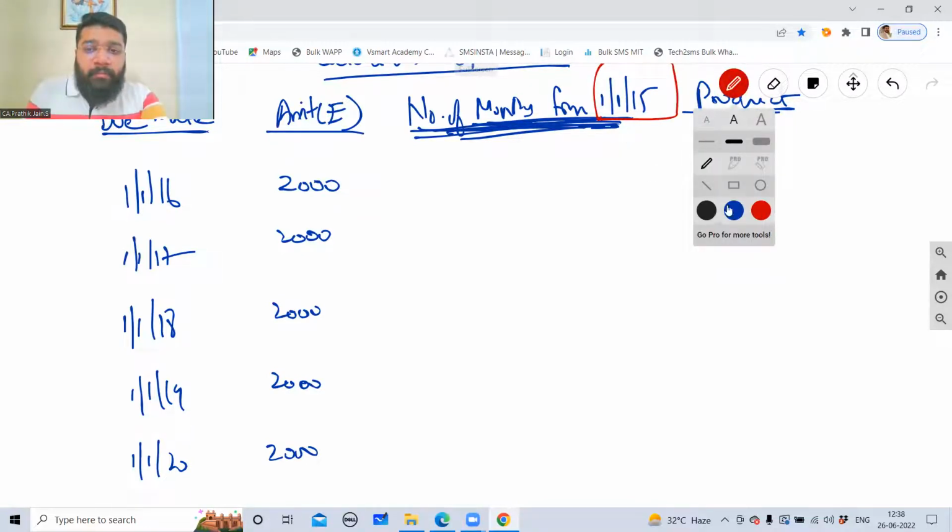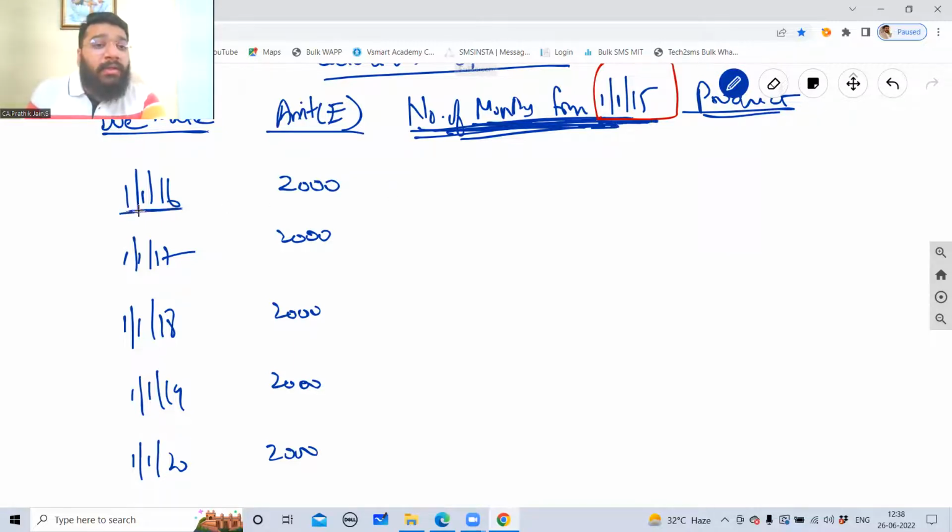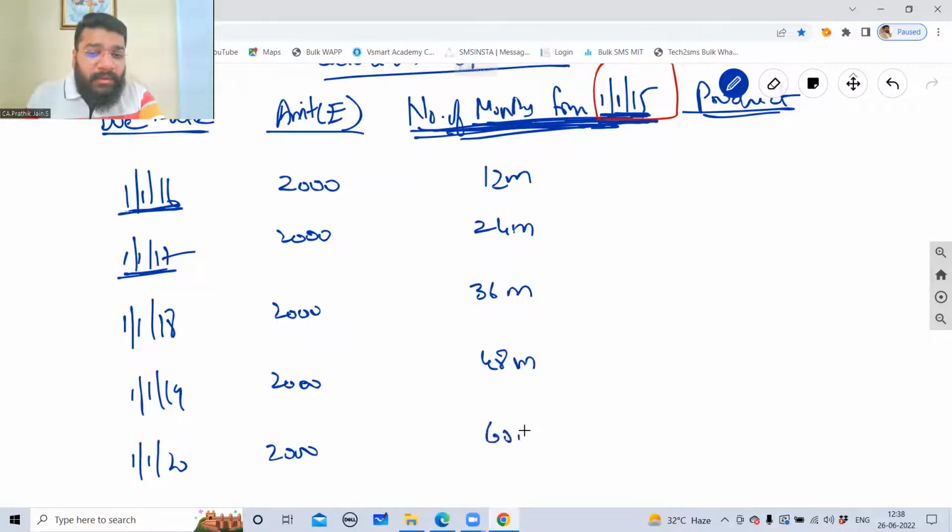So number of months, not days, number of months from the base date to the due date, can I say 12 months here? Then from base date 1/1/15 to due date 1/1/17 is 24 months, then 36 months, then 48 months, then 60 months. Because of the 12 gap: 12 ones are 12, 12 twos are 24, 12 threes are 36, 12 fours are 48, 12 fives are 60. Product is the multiplication.